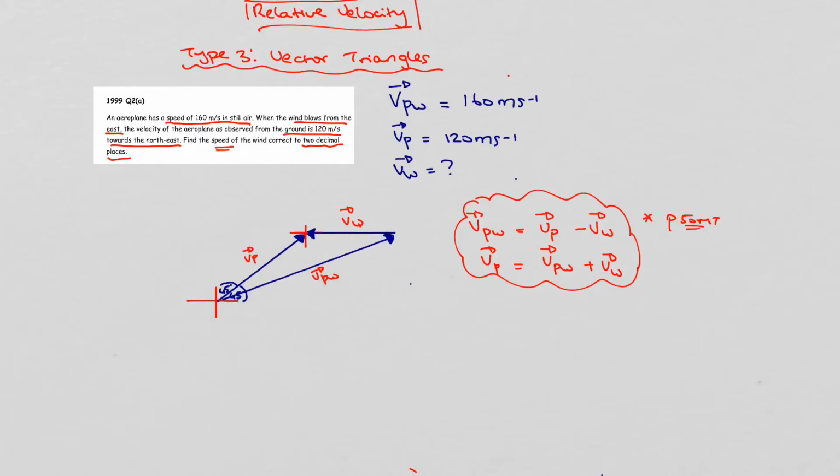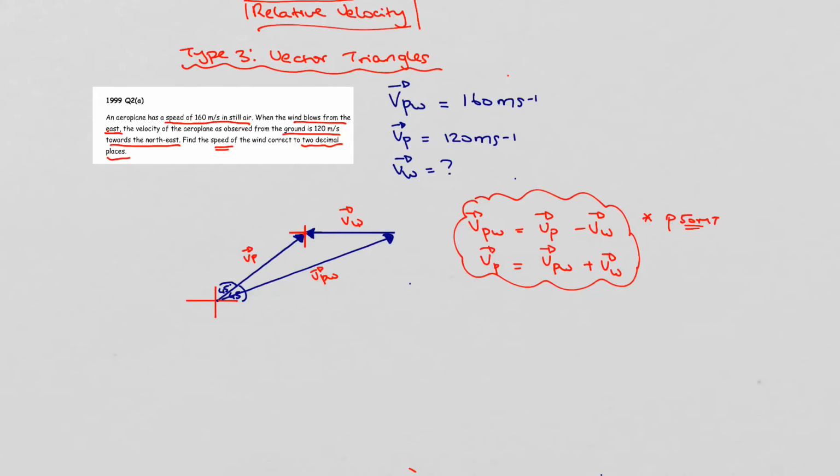And of course then, if the wind is coming from the east, that means it is horizontal to the ground, which means these two angles are going to be equal. In other words, this angle here is going to be 45 degrees because, again, you have two horizontal lines and a transversal, which means they are alternate angles.